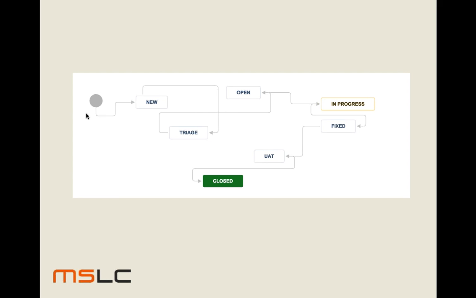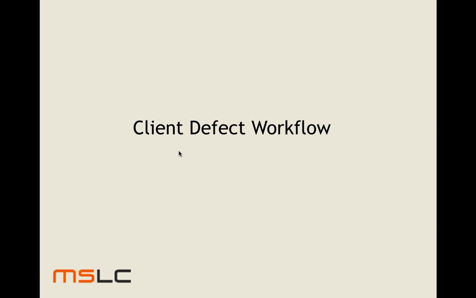If you look at a diagram, the workflow would look something like this, where there's a starting point, you get a new status, you go to triage, from triage it goes to open, from open it goes to in progress, and from there to fixed, and then UAT, that's user acceptance testing, and then closed. Now we are creating a client defect workflow. Let's start creating a workflow now.